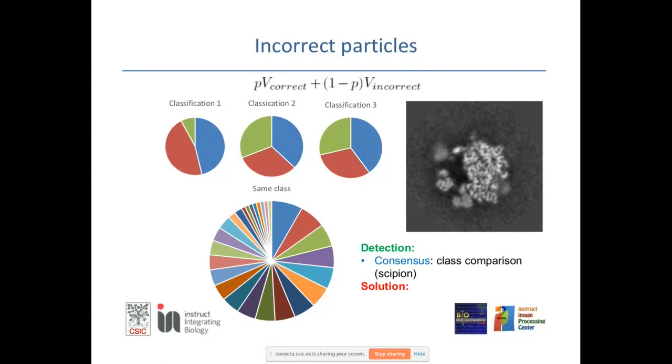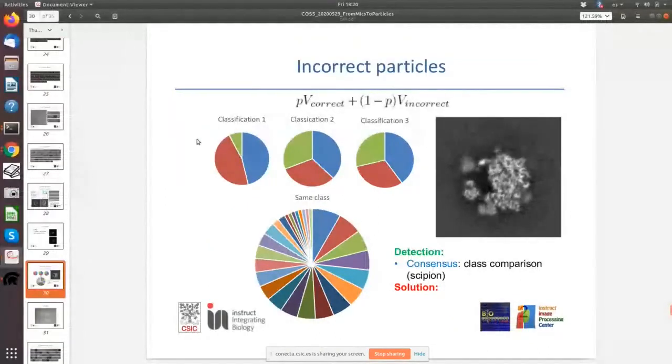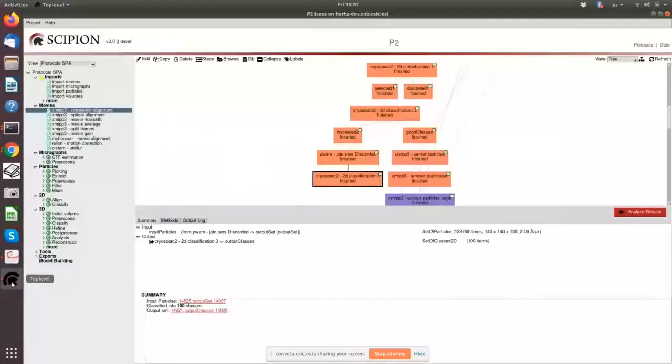But what you have is this effect of, if I put in a class particles that do not belong to the class, then a proportion of the particles are correctly assigned, and then another proportion are incorrectly assigned. And what I'm seeing is the mixture of the two. So let's see how this is run in Scipion.